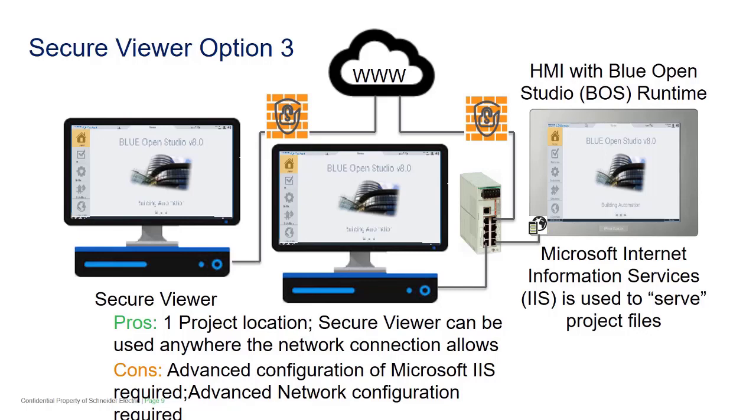So with using a web server, there's only going to be one project location, only one project. Whereas in option number 1, we talked about having a copy of the project on the local client. So in this case, there's one project. Secure Viewer can be used anywhere. As long as the network and the firewalls are configured to allow access, you could use this Secure Viewer client anywhere in the world or anywhere there's an internet connection.